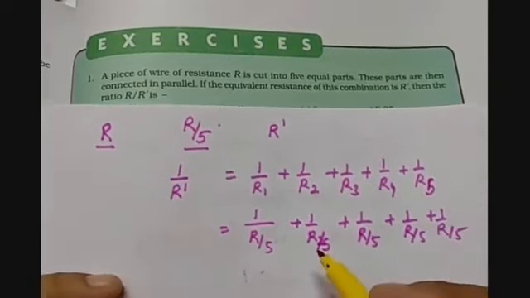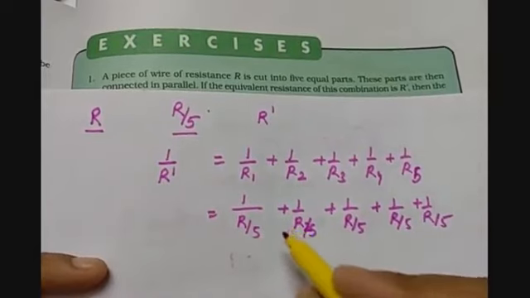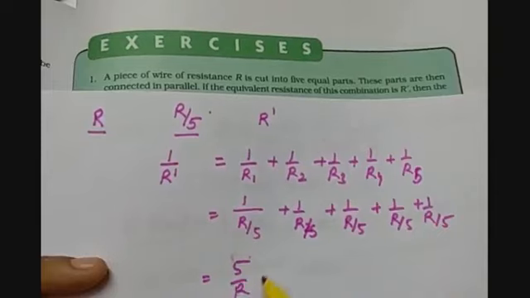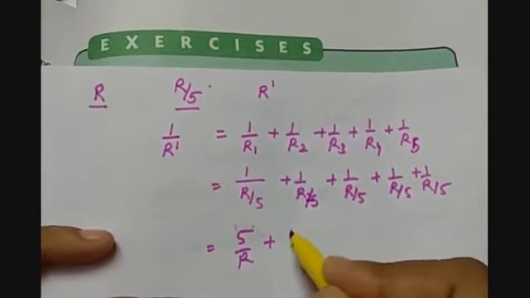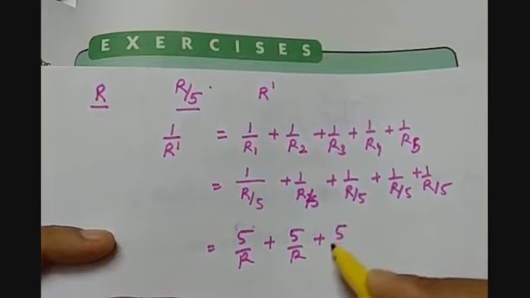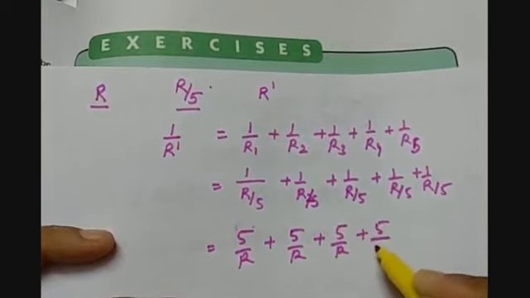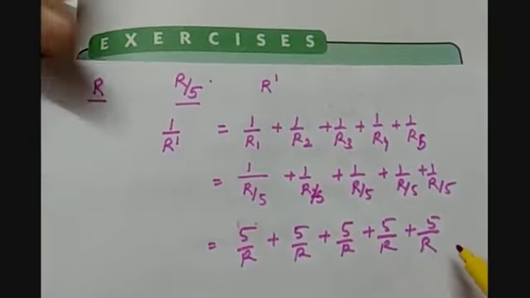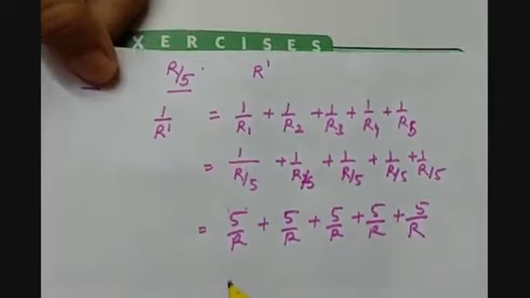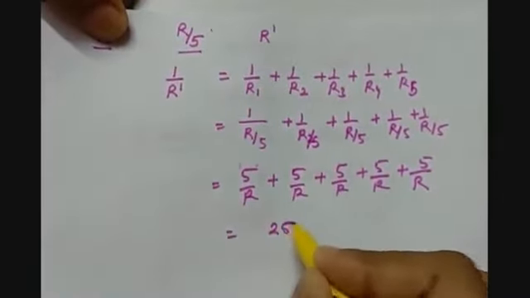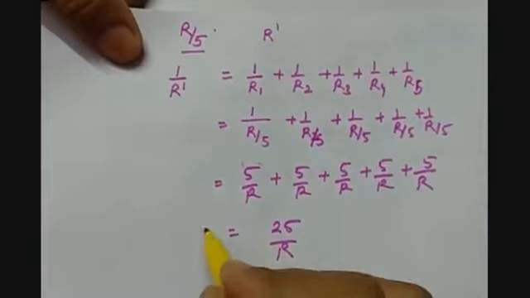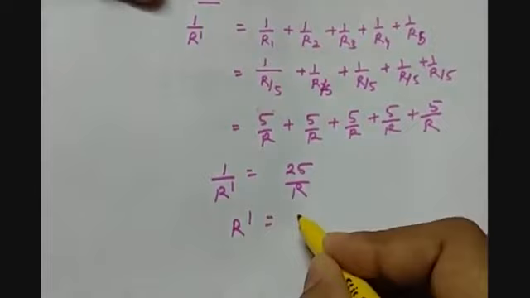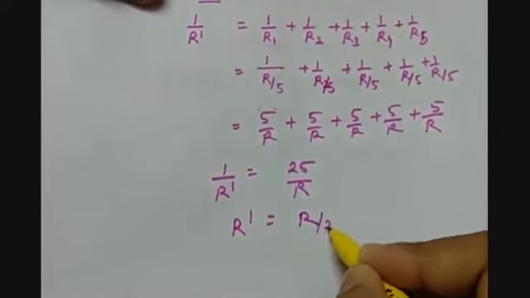When these kinds of calculations are there, R by 5 will turn into 5 by R, so they all turn into 5 by R. Now the denominators are the same, so we can directly add them up and we'll get 25 by R. This is the value of 1 upon R dash. We have to calculate R dash only, so that will be R upon 25.